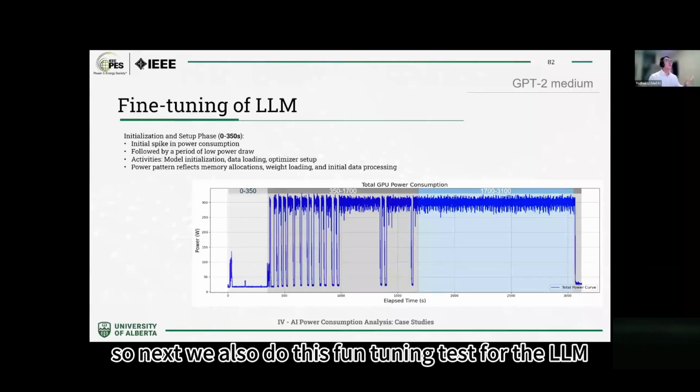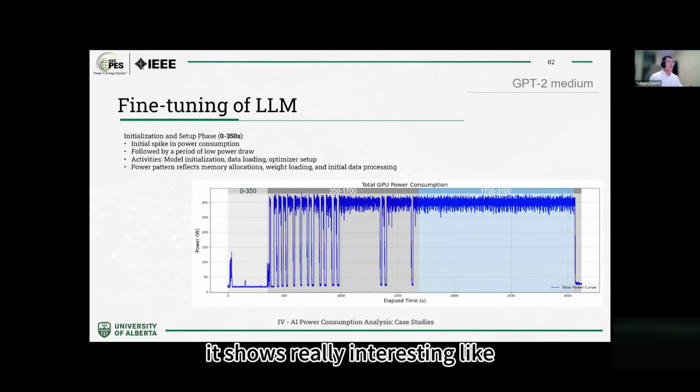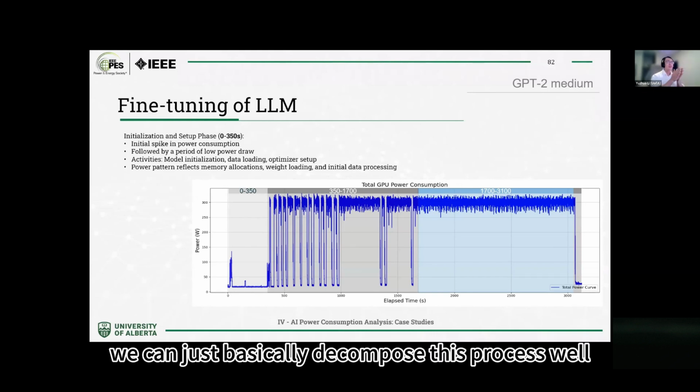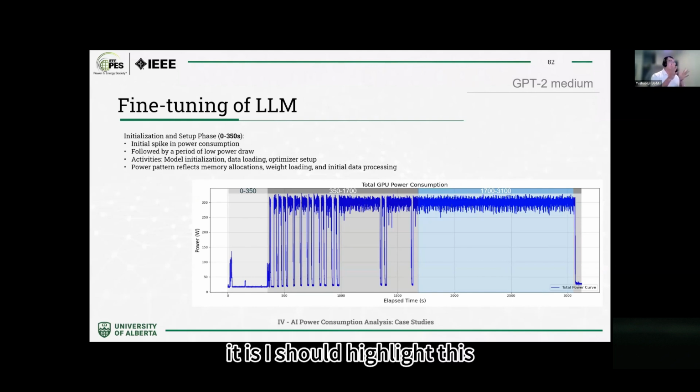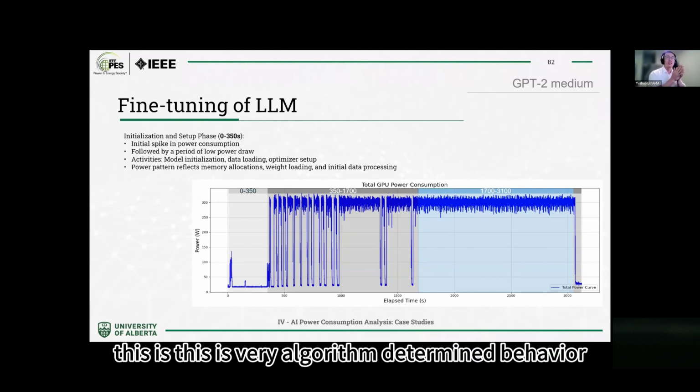So next, we also do this fine-tuning test for the LLM. It shows really interesting, different stages, even within this fine-tuning process. We can basically decompose this process. I should highlight this: this is very algorithm-determined behavior.